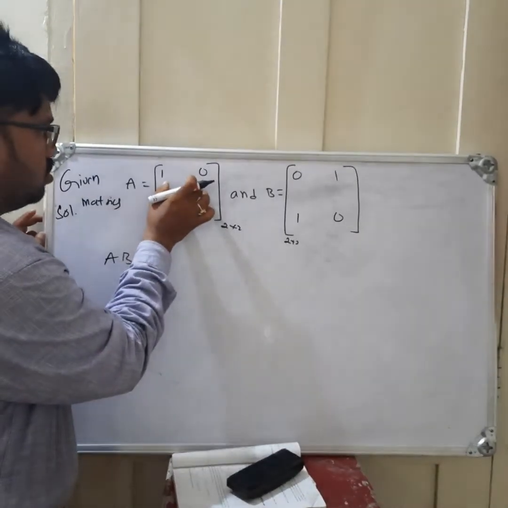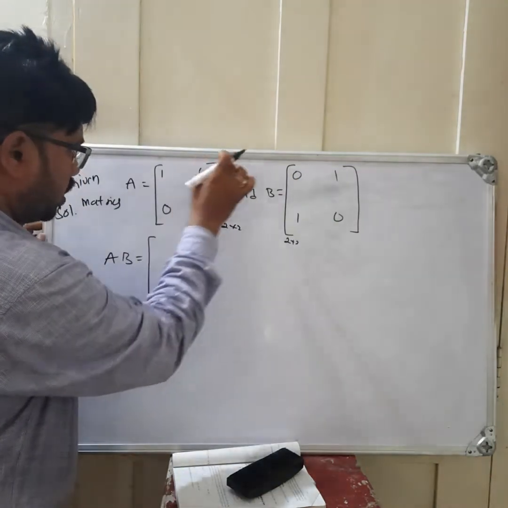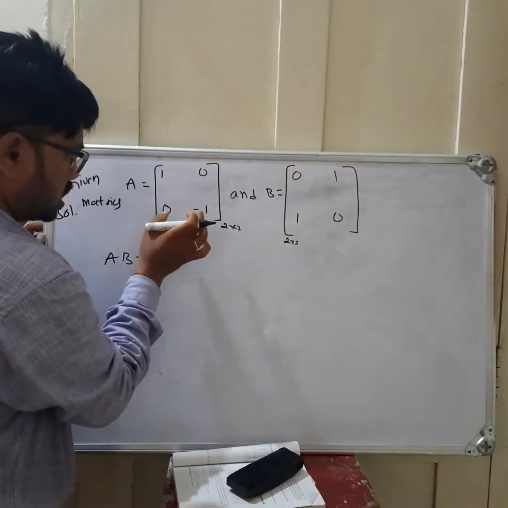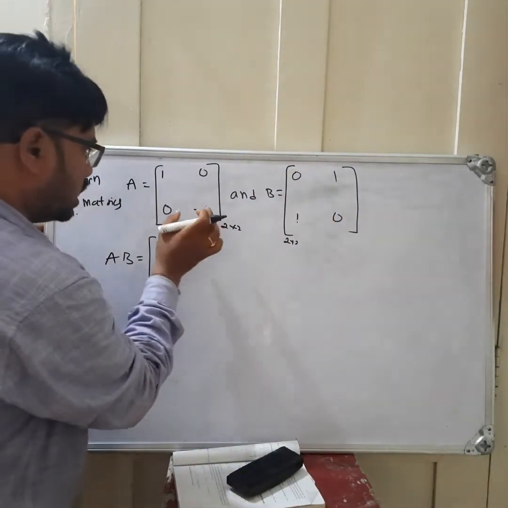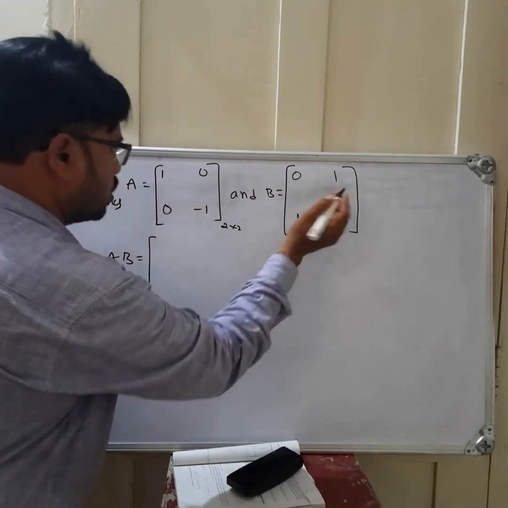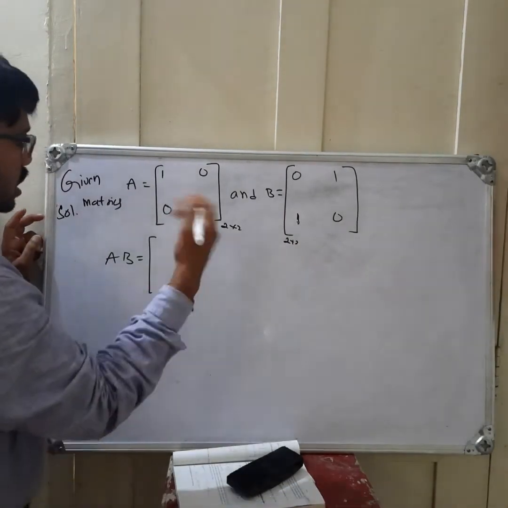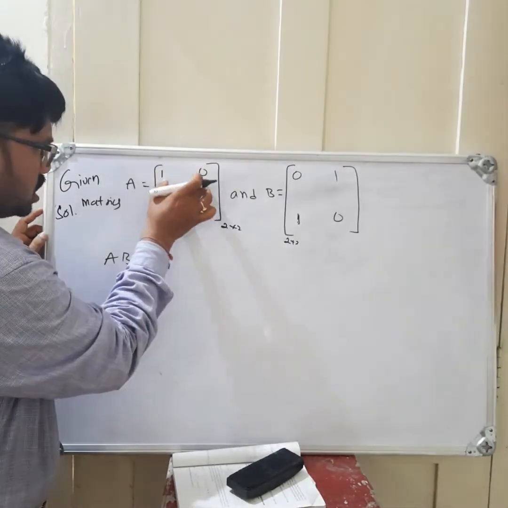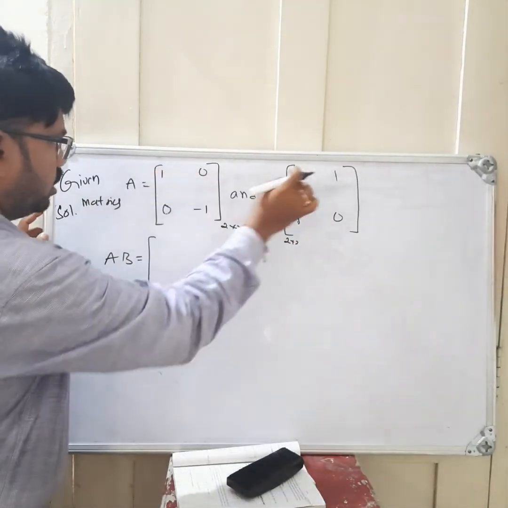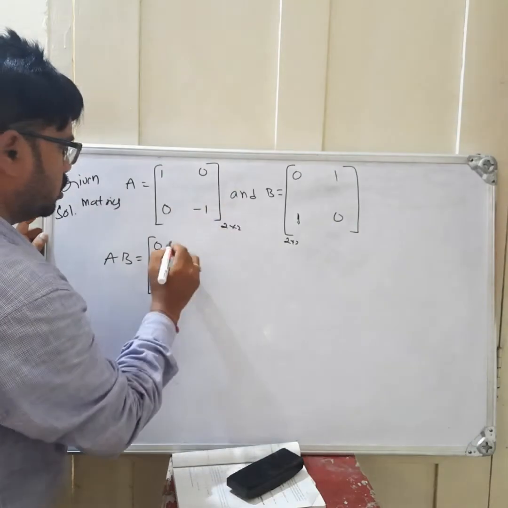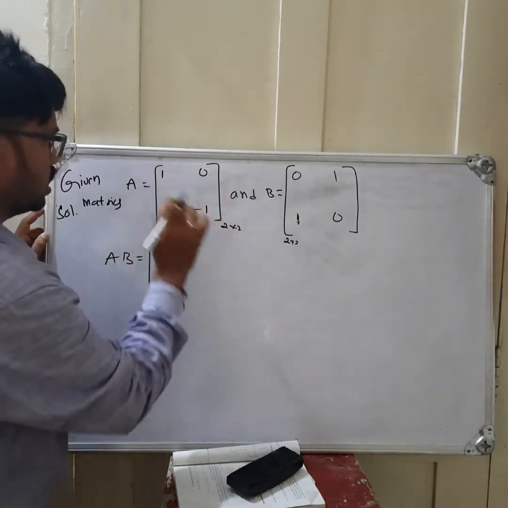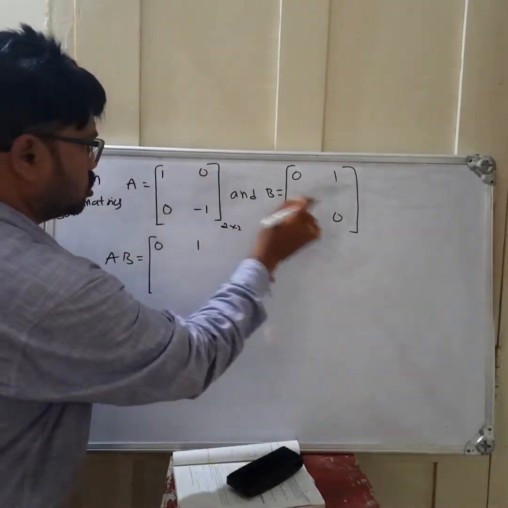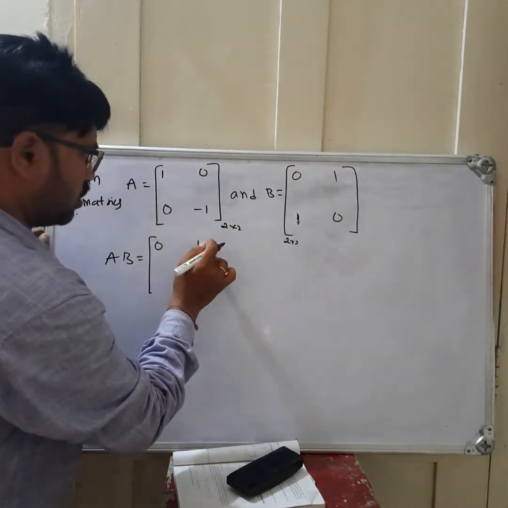Now first row, first column, we have to multiply the elements, and next first row, second column, we have to multiply the elements. Next second row, first column, and second row, second column, we multiply the elements. Then we will get the elements in the required matrix AB. Now this first row, first column: 1 into 0 is 0, plus 0 into 1 is also 0. Leave it. Next 1 into 1 is 1, plus 0 into 0 is 0, so 1 plus 0, again we get 1.